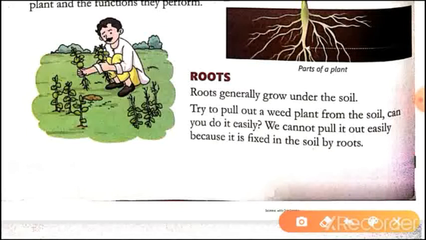If we try to uproot any wild plant or even grass from the ground, it will be difficult for us. Why does this happen? Because roots are grown under the soil and these roots help the plant to fix properly in the soil. That is the reason it is difficult to uproot these plants. So we cannot pull it out easily because it is fixed in the soil by roots. Roots help the plant to fix properly in the soil.